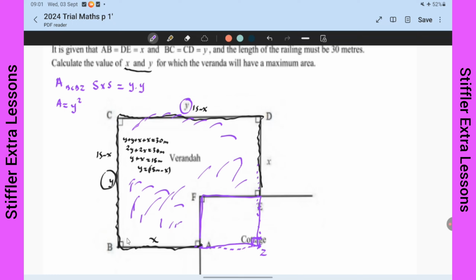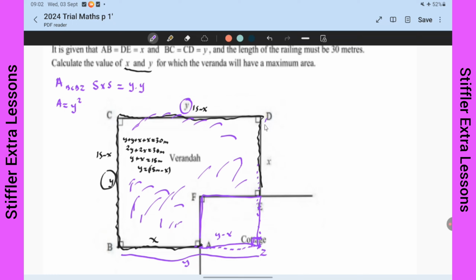We know that this length here from B to Z is Y, because these are opposite sides of a rectangle, but also we have seen that this is a square, so all sides of a square are equal, right? So if this is Y and then this is X, it means that our A to Z becomes Y minus X, like that. Can you see that? So this just becomes Y minus X.